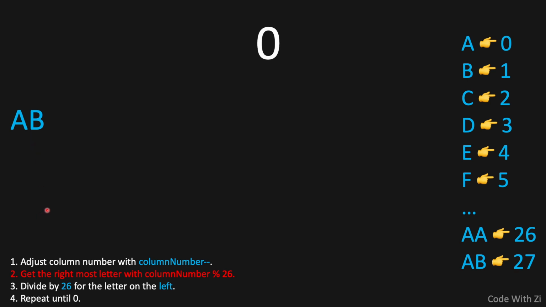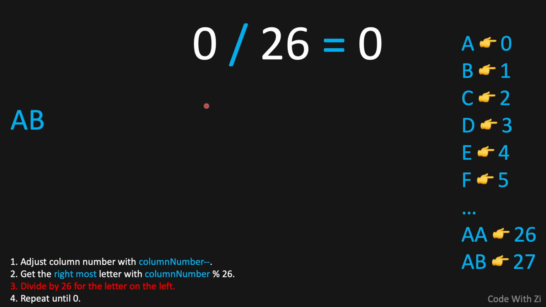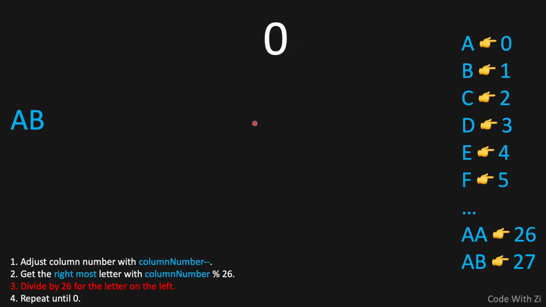And then we're going to move on to the next step. We're going to divide by 26. And as you can see, 0 divided by 26, that's going to give us 0. And then we're going to get to the fourth rule. As you can see, it says repeat until we reach 0. And we've already reached 0. So we're going to stop, and that's going to be it.